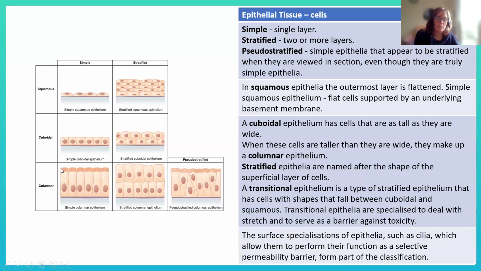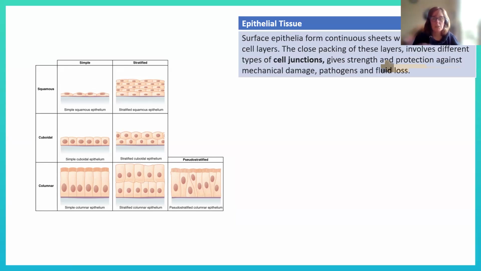And we also talked about the surface specialisation, such as cilia, didn't we? And we had a look actually at the goblet cell as a specific example. So we said that the surface epithelia form continuous sheets, often with multiple cell layers. And one of the things that they do is they form tight cell junctions. So they're like tiles on a wall. And this gives a lot of strength and protection against, one, mechanical damage.